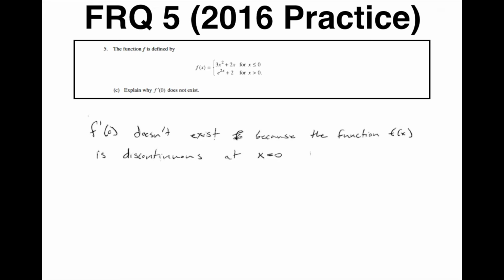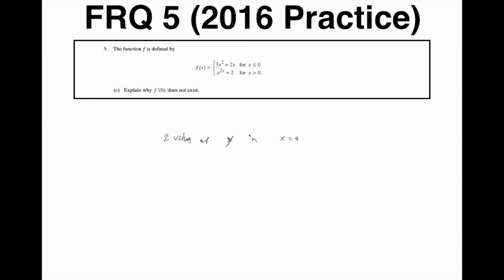Student B also answered correctly. F prime of 0 doesn't exist because the function f of x is discontinuous at x equals 0. And student C did not earn the point. I think they probably had an idea of what was going on. It's written 2 values of y in x equals 0. It seems like they're saying that the two one-sided limits differ. They yield two different y values, but that's not good enough. Anyways, it doesn't involve any calculus, and it's not very explicit.